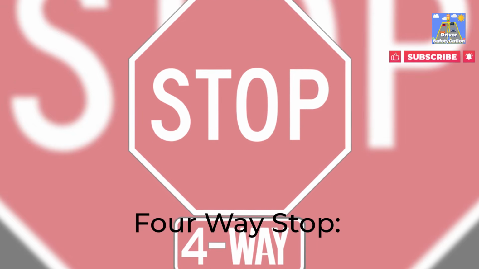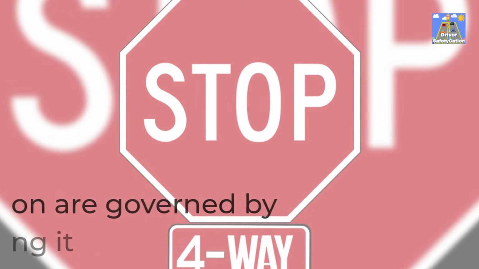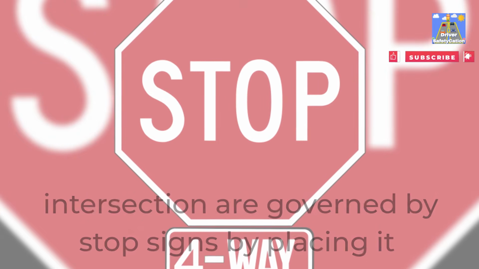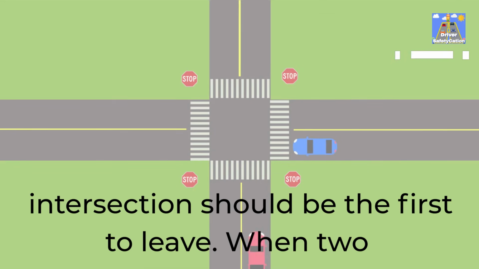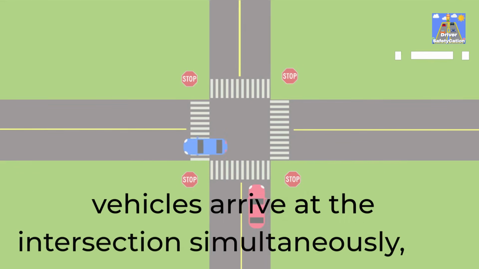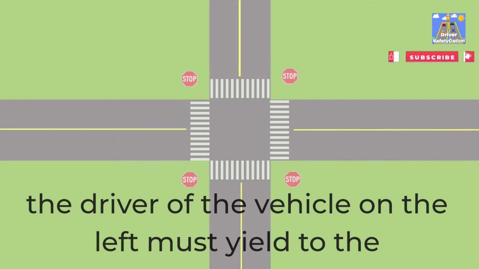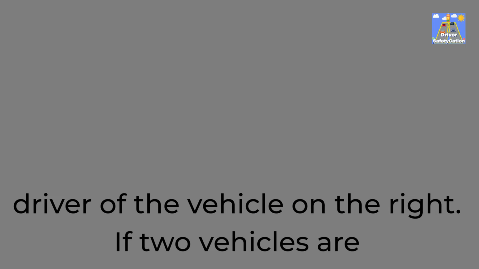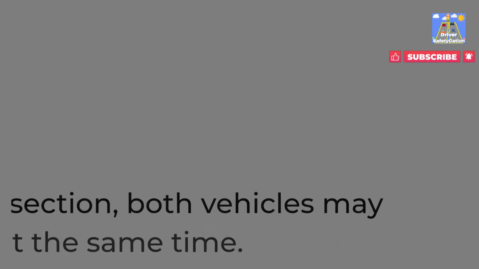Four-way stop. This road sign alerts motorists that all entrances to this intersection are governed by stop signs. The first vehicle to arrive at the intersection should be the first to leave. When two vehicles arrive at the intersection simultaneously, the driver of the vehicle on the left must yield to the driver of the vehicle on the right.